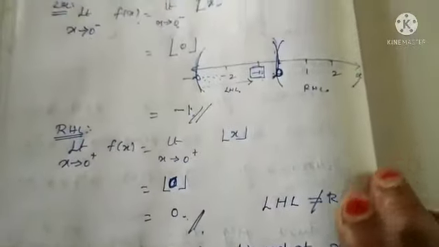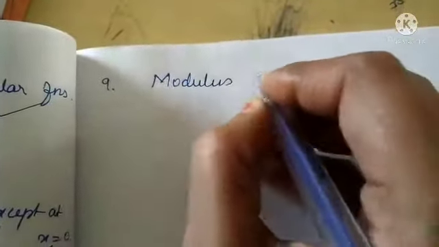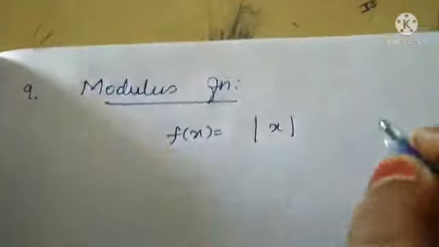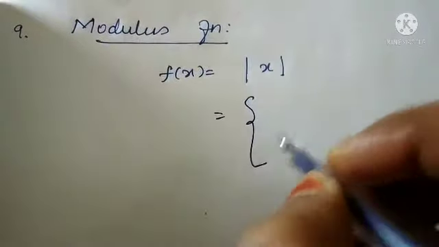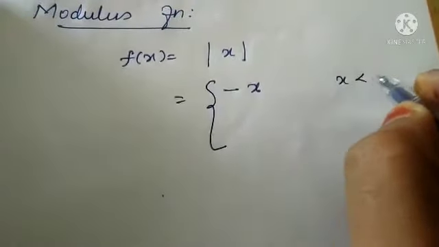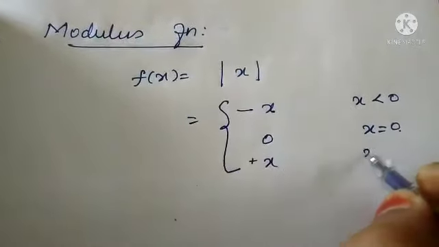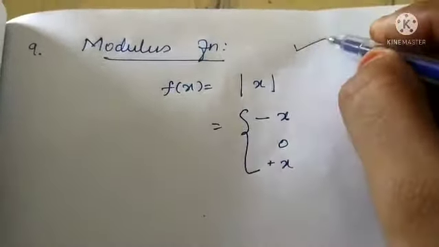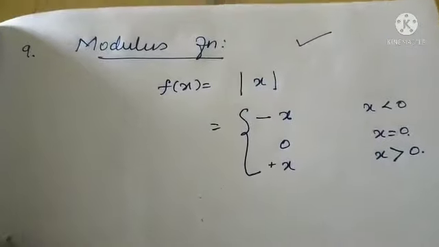Clear? We have to give some example for each, so I am explaining. Now let us see the ninth one, modulus function. Usually we represent modulus function in the form of modulus of x. It has an expanded meaning. Let us see what that is. Modulus x can be split as minus x when x is less than 0, equal to 0 when x is equal to 0, and positive x when x is greater than 0. All modulus functions are continuous at every point in the real line. So modulus function is continuous.